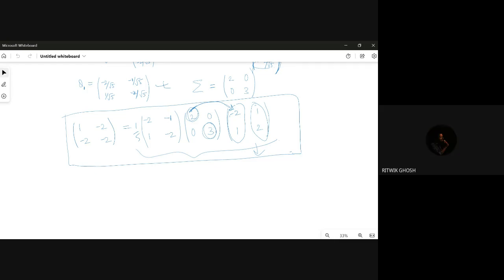Ma'am, in the exam, what will they ask to calculate, among Q1, Q2, and sigma? Anything can be asked. It is not fixed.